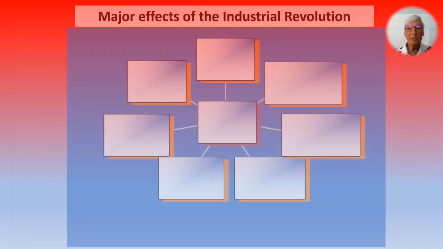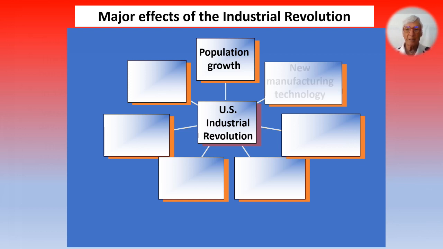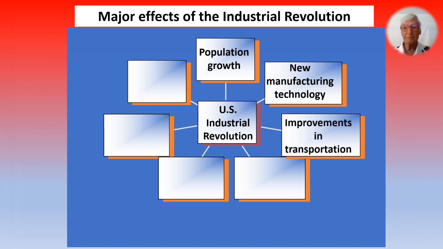So what were the major effects of the Industrial Revolution? Well, first of all, there was significant population growth. The United States was expanding dramatically. There was new manufacturing technology, new inventiveness. There were improvements in transportation. This is when we had the advent of the canals and the railroads and so forth, and the clipper ships.